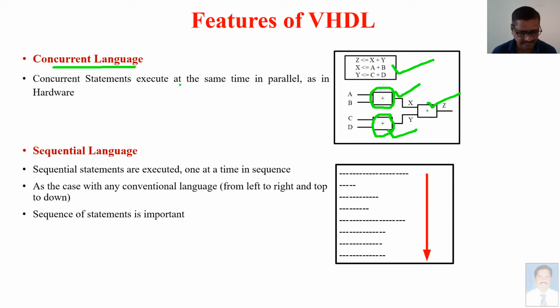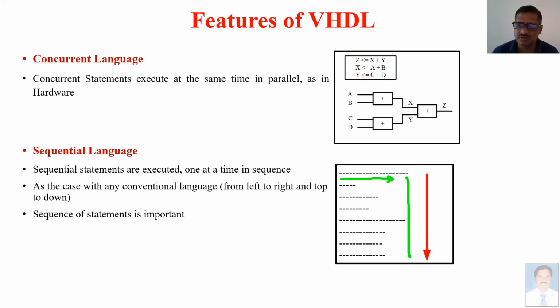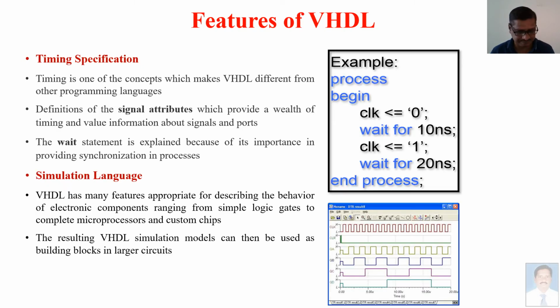At the same time, it can be used as a sequential language. Means what? Here, the statements are executed from left to right in the horizontal direction and top to bottom in the vertical direction, as in case of any language. Sequential statements are executed one at a time in sequence, as in case of a conventional language, from left to right and top to down. And the sequence of the statements is important, because in case of a sequential language, the sequence of the statements has a lot of importance, and that is applicable to VHDL also.